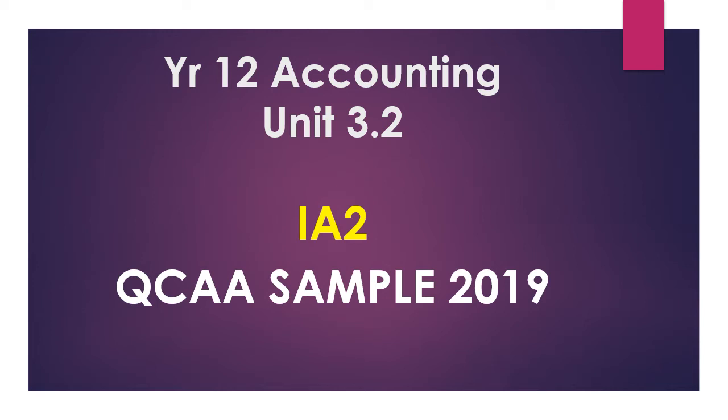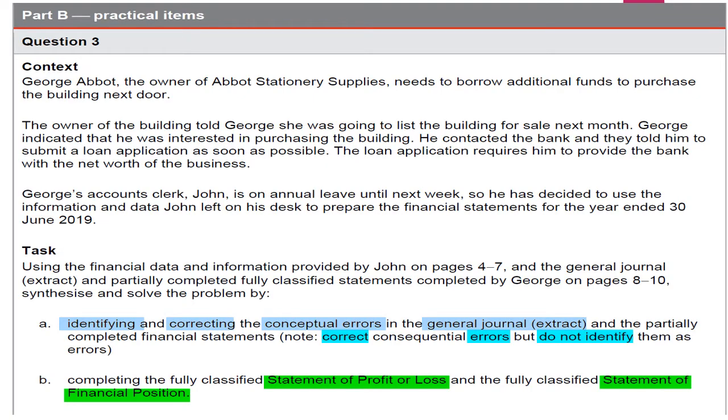In today's video, we're going to focus on Year 12 Accounting in Queensland Unit 3.2, the IA2 QCAA sample of 2019. I'm going to look at Part B, which is a practical item. Now, this looks confusing to the students because most textbooks will just give you the balance day adjustments in sentences or additional information underneath the trial balance. Students should just stay calm and realize that in the way this exam is set, it's still balance day adjustments. It's just the way it's given is a bit more complicated.